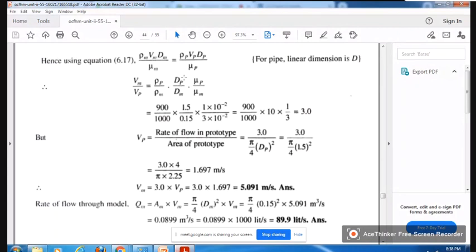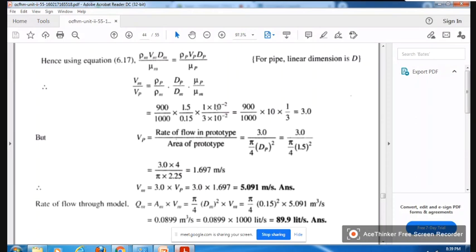And dP by dm, and mu M by mu P. Right. And then if you substitute the density of the prototype, the oil, which is the liquid flowing in the prototype, that is 900. In the laboratory, instead of that liquid, we are using water. And the diameter of the pipe is 1.5 in the prototype; in the model, it is 0.15.